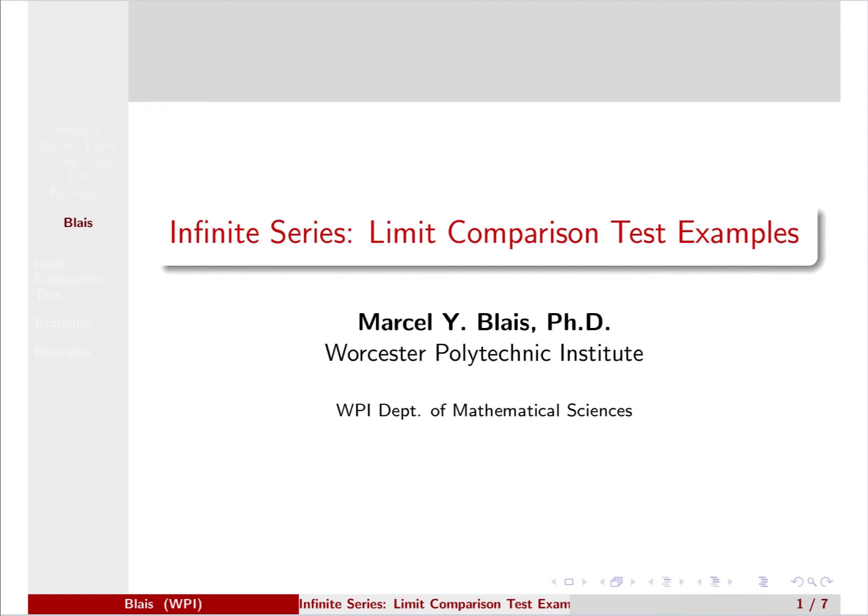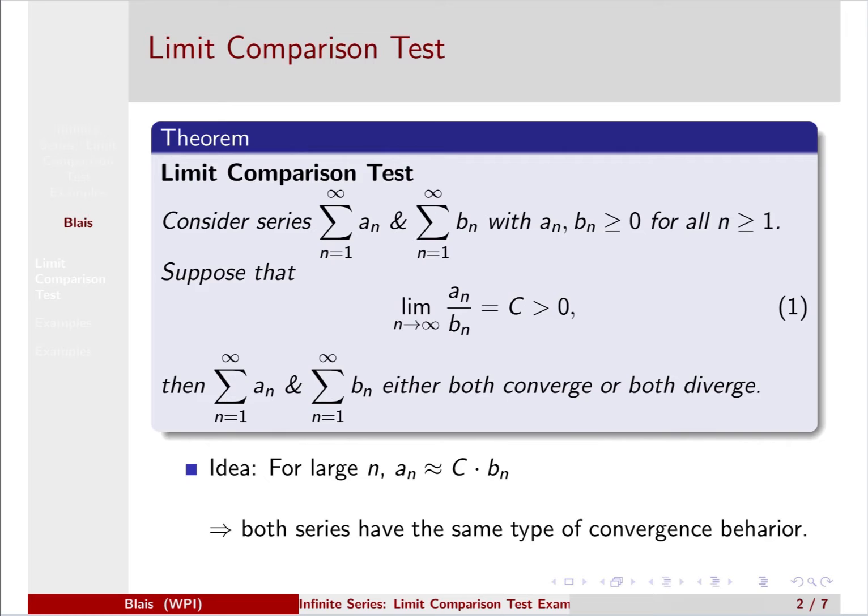In this lecture, we will be looking at examples of the limit comparison test for the convergence of infinite series. Let's recall what the limit comparison test says. We have two series, the sum of a_n and the sum of b_n, both of which are sums of non-negative terms. And we have that the limit as n goes to infinity of the ratio of the terms, a_n over b_n, is some positive constant C. Then the result of this is that both series either converge together or both diverge together. They have the same type of behavior.